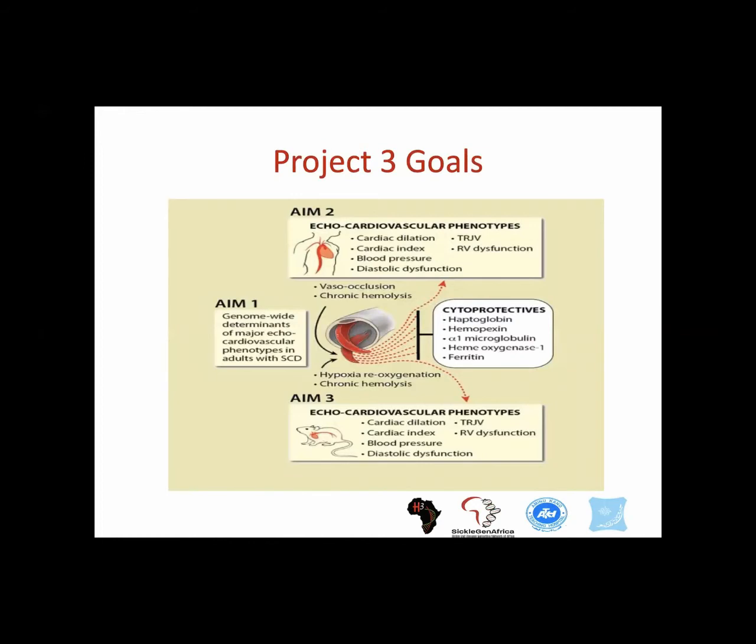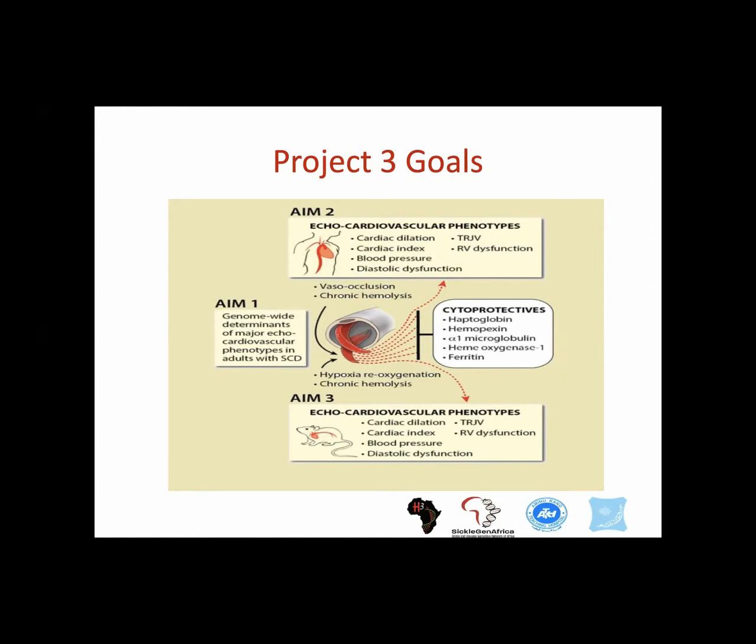Our project is Genomics of Cardiovascular Phenotypes in Sickle Cell Disease. The main aims of our project, as you all know, are: one, we need to phenotype major cardiovascular biomarkers, which are cardiac dilatation, cardiac index, blood pressure, diastolic dysfunction, TRJ velocity, and RV dysfunction. These are what we are measuring in our project. And we are also cataloging the genetic variants associated with these cardiovascular phenotypes in adults with sickle cell disease.